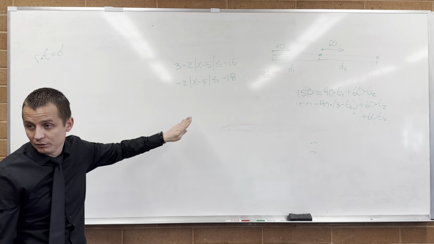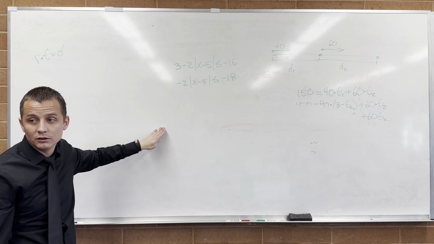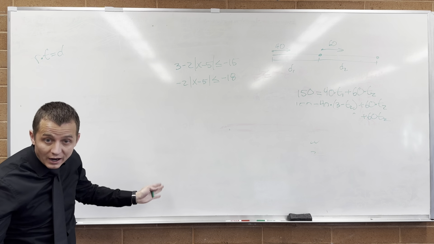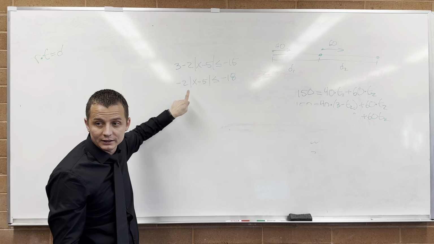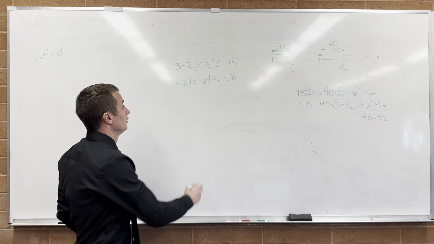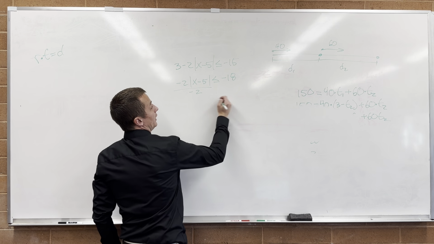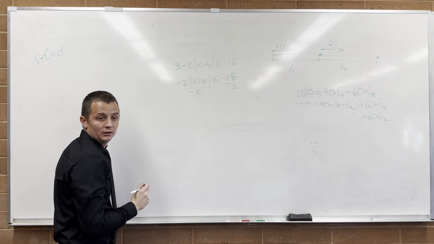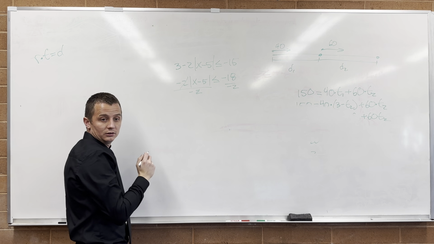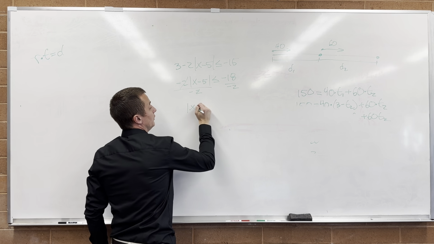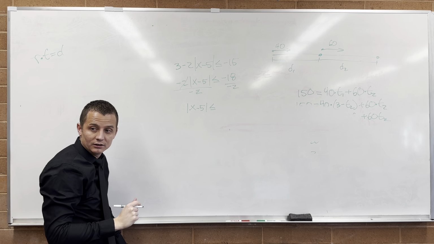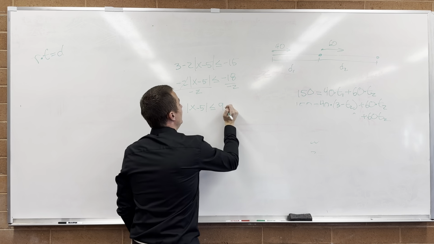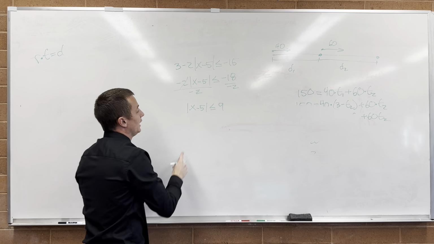So now what am I going to do? I'm going to divide both sides by negative 2, because I want the absolute value by itself. I need to get rid of that negative 2. So if I divide this side by negative 2, and divide this side by negative 2, negative 2 and negative 2 cancel out. So I'm left with the absolute value of x minus 5 is less than or equal to positive 9? If you ever get absolute value is less than or equal to a negative number, either there's no solution or you messed up.